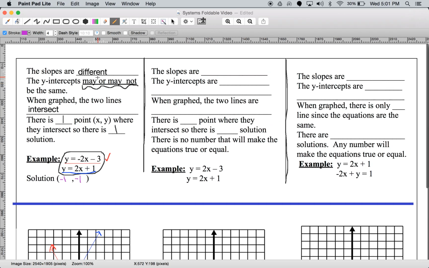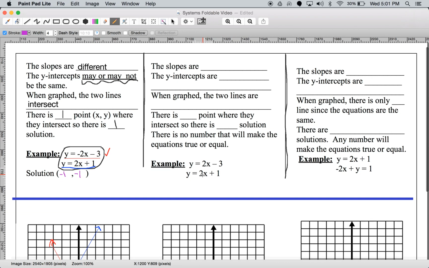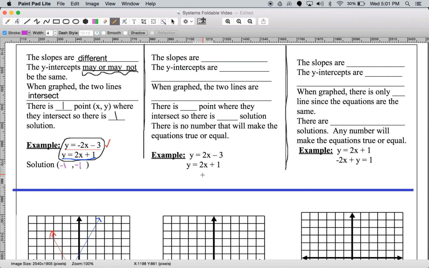Okay, we're going to move on to the next one and figure out what's happening in this system. With this one, I'm actually going to start with the graphing. So we're going to keep the red and blue lines. Hopefully that's helpful for you. So we're going to start here with the first equation.